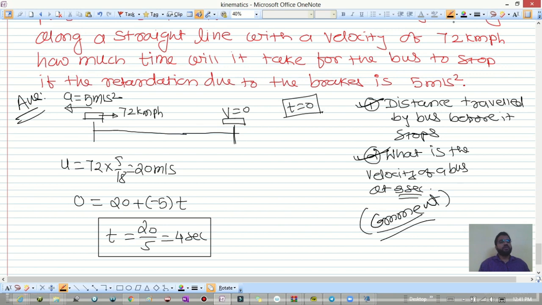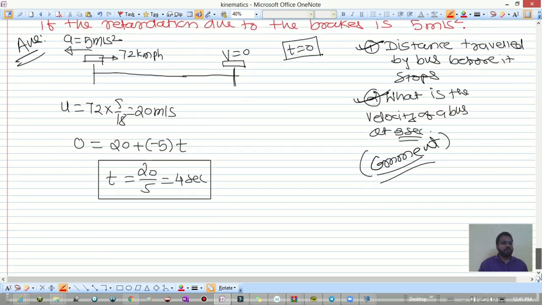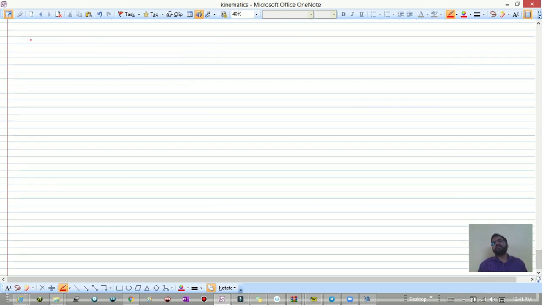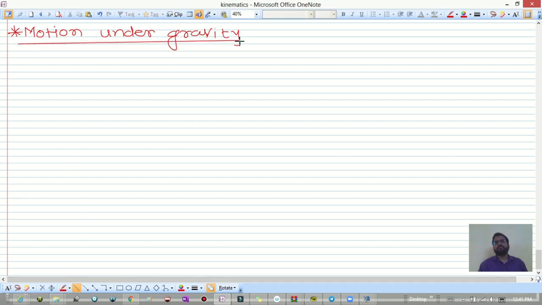Okay, chalo. Now after this we have motion under gravity. So see here, in motion under gravity I'll take two situations. First one is, if I release the ball, and this is the ground, what will happen?